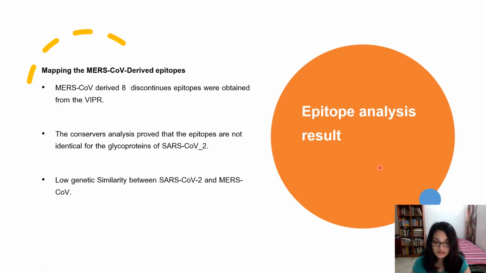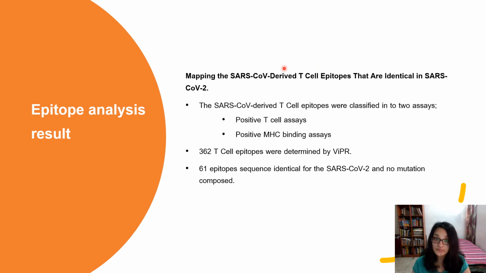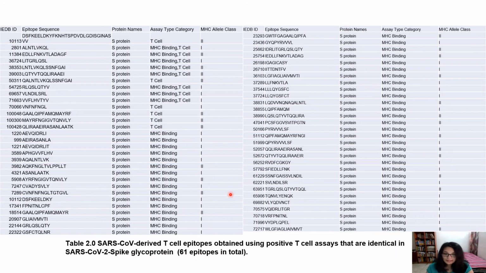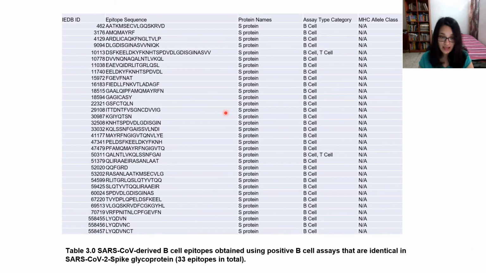In the epitope analysis earlier, we showed that there's very low genetic similarity between SARS-CoV and MERS-CoV. On the other hand, when we replace the MERS-CoV with SARS-CoV, we classified them into two different assays, the T cell assays and the positive MHC binding assays. We obtained about 362 T cell assays, out of which 61 epitope sequences were identical for SARS-CoV-2, which have been shown in this table given here. And this shows the 33 identical epitopes of the B cell assays.